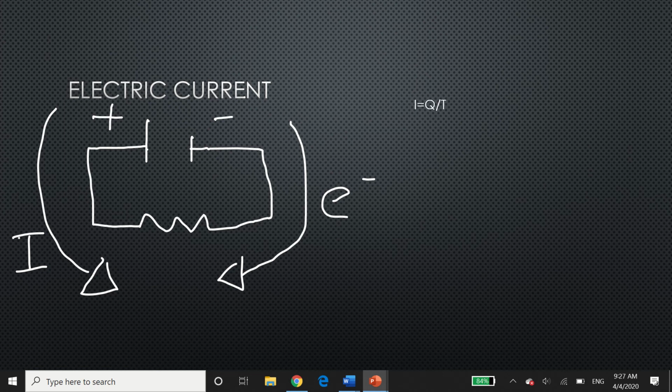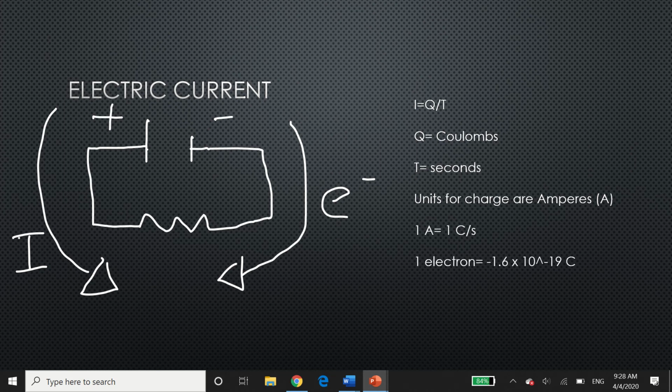Current is defined as the amount of charge that passes through the wire over a certain period of time. So we have this equation, I equals Q divided by T. That's going to be an important one to remember. Q, the amount of charge, is going to be in coulombs, and our time is going to be in seconds, which makes our units for current amperes. So 1 ampere is equal to 1 coulomb per second, based on the equation above. And amperes are abbreviated as A.